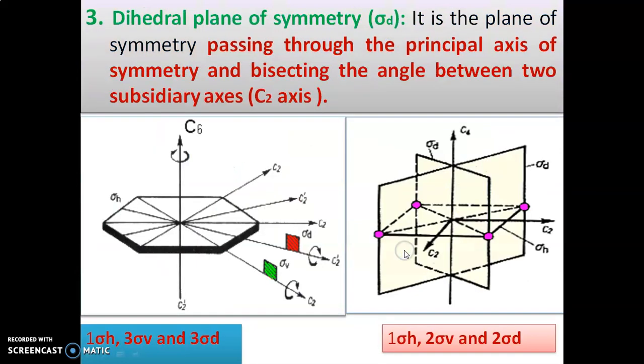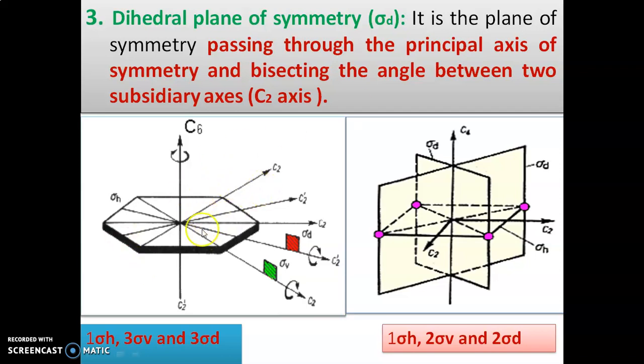Okay. Now third is the dihedral plane of symmetry, represented by sigma d. It is the plane of symmetry passing through the principal axis of symmetry and bisecting the angle between two subsidiary axes, that means C2 axes. It is similar to sigma v, but one condition applies: bisecting the angle between two subsidiary axes. There must be more than 2 subsidiary axes, more than 2 C2 axes in the molecule. Then those molecules have sigma d planes.